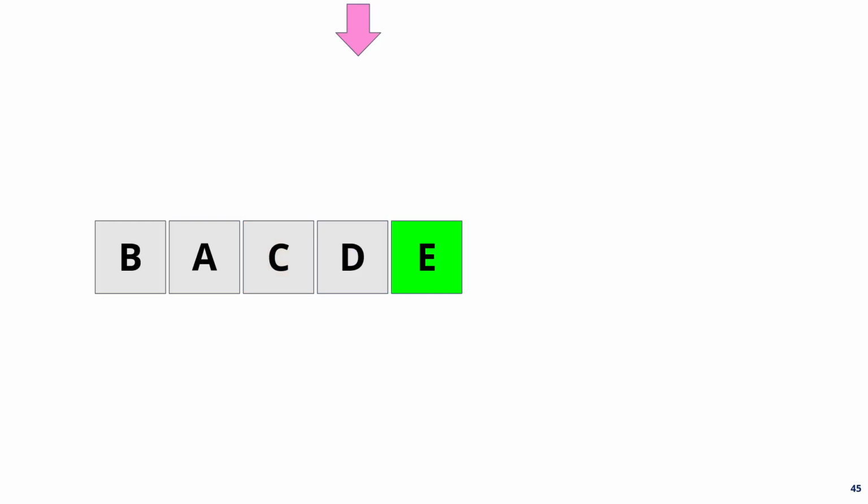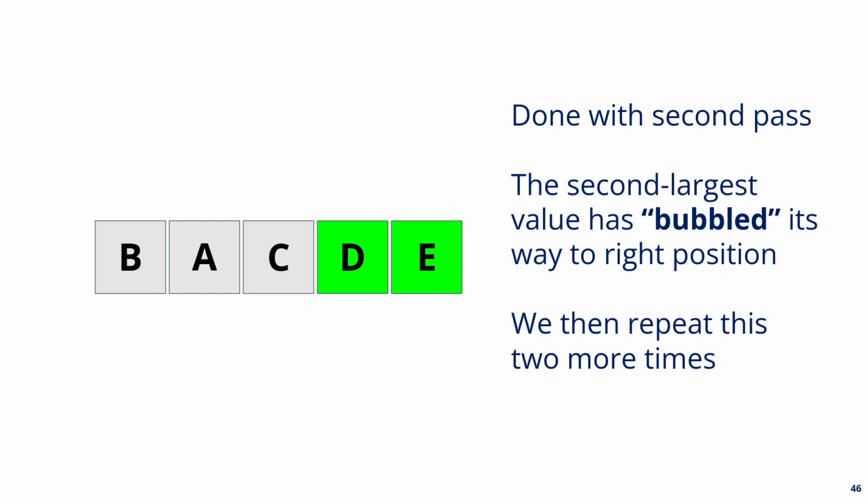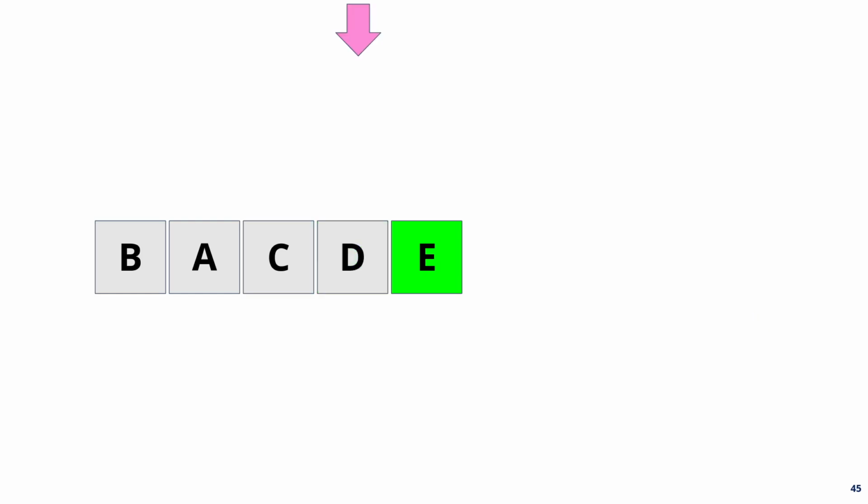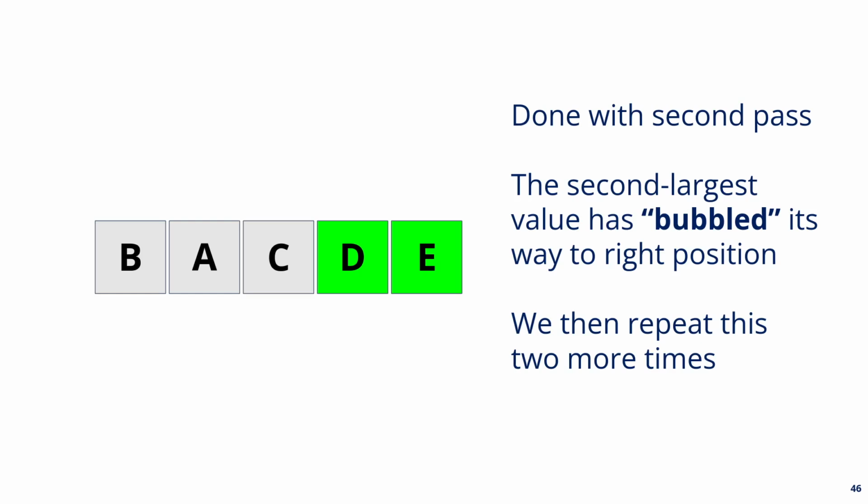Now we're done, but we can keep comparing. It's not in the animation, but we could compare D to E, but D is not greater than E. D is already in the right place. But now what's happened is that when we bubbled again, the D ended up on the right. So that's why I have it in green, because now the D is in the right place.